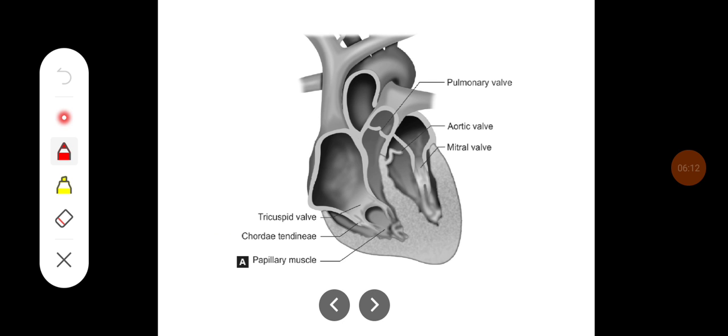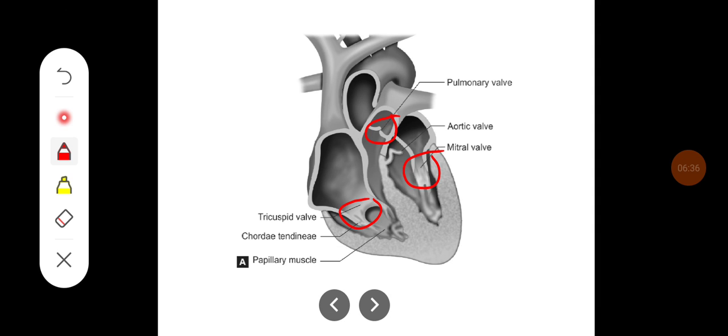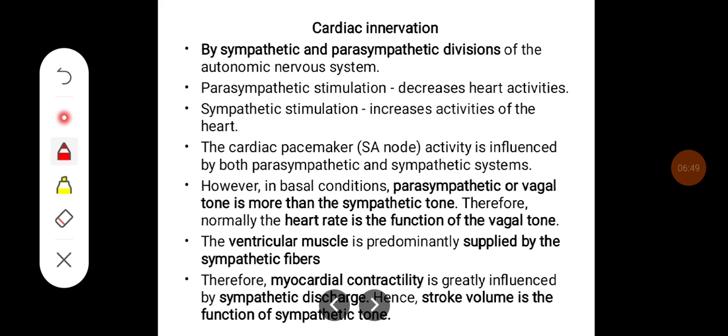So this diagram shows the different chambers and different valves. This is the tricuspid valve and this is the bicuspid valve between the atria and the ventricles, and this is the aortic valve between the left ventricle and aorta, and this is the pulmonary valve between the right ventricle and the pulmonary artery.